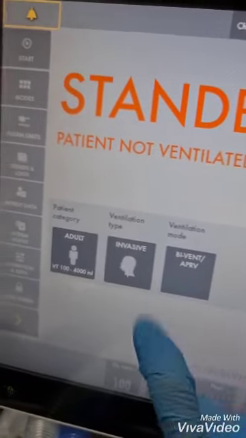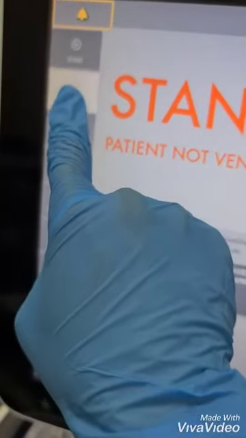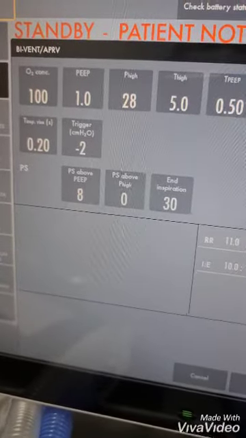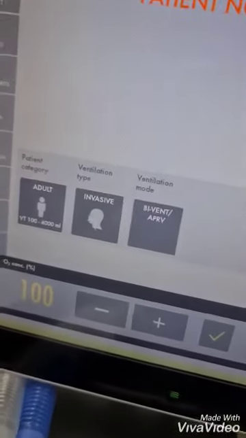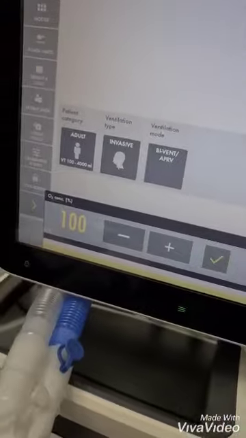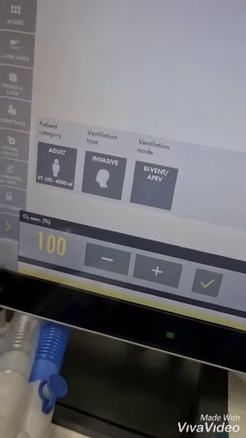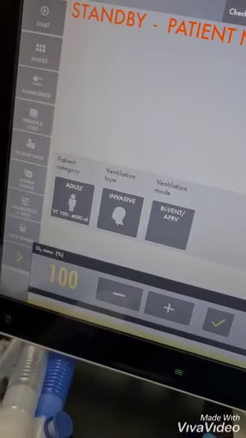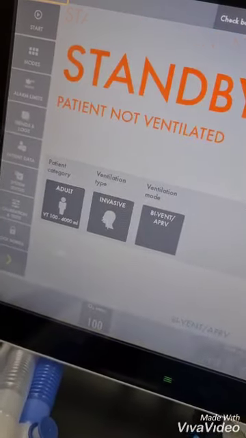Invasive APRV. Where do you choose the mode? From here. Then you go to APRV mode, then you accept. Okay, these are the settings. Regarding the FiO2, you will set it depending on your previous set of FiO2. I set it around 100 for now. Then I will go down depending on my saturation and the PO2 in the ABG.